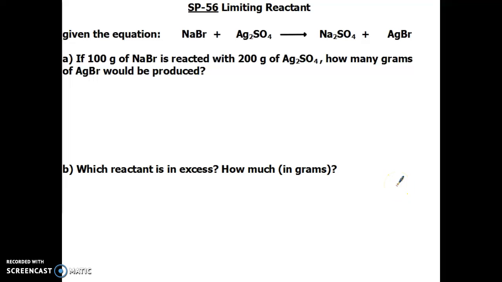Okay, we just did simple limiting reactant problems. Now we're going to do what we consider a regular limiting reactant problem. We're going to start with the equation like we always do, and we'll have to balance the equation. But there are two questions for each one of these problems.